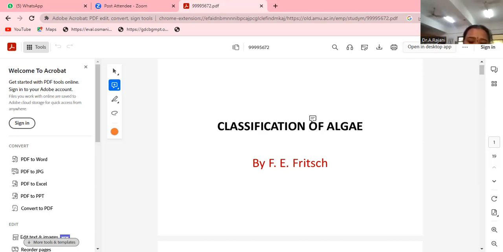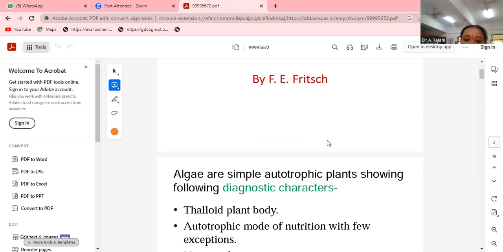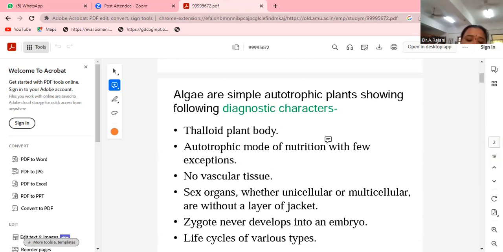This classification is based on several criteria. What criteria? The first one is pigmentation, types of flagella, assimilatory products, thallus structure, and reproduction. These are the basic characters the scientist Fritsch took to classify the algae. In 1935 to 1948, Fritsch divided the algae group into 11 classes and 49 orders.